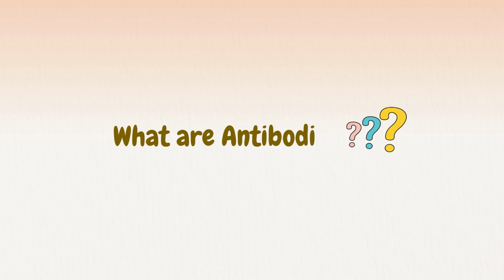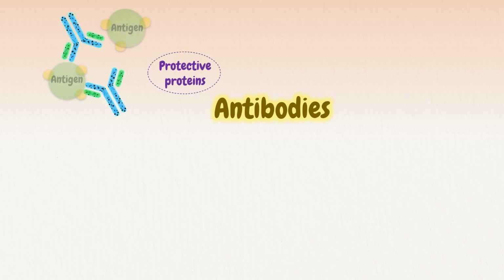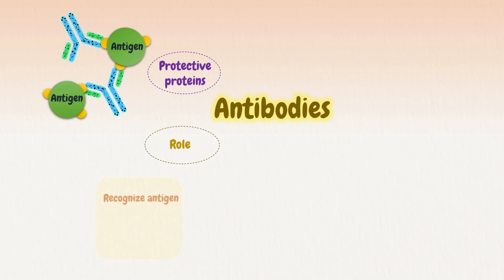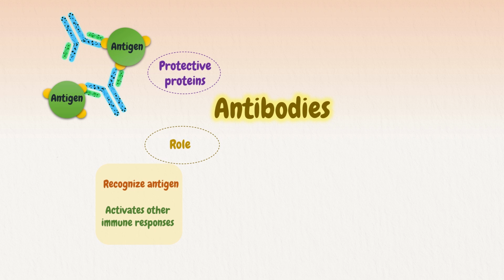Let's learn more about what antibodies are. So, antibodies are actually protective proteins that react specifically with the foreign agent, called an antigen, that has stimulated their production. These antibodies play a role in recognition of the antigen and also activate other immune responses, like phagocytosis or complement, etc., to kill or neutralize these antigens so that they can't produce a disease or any harm inside the body.